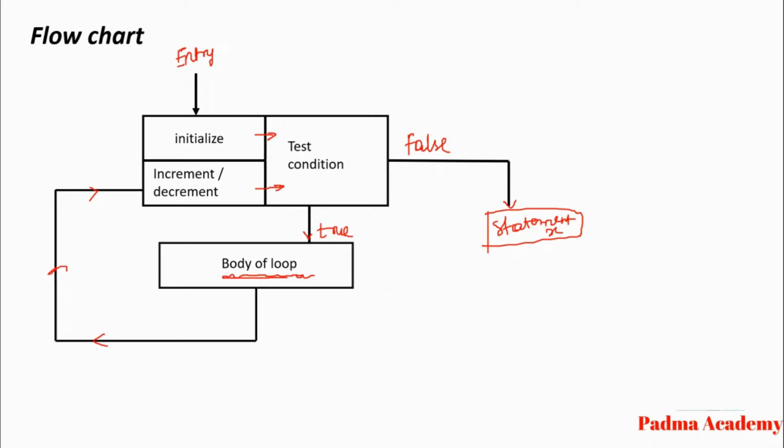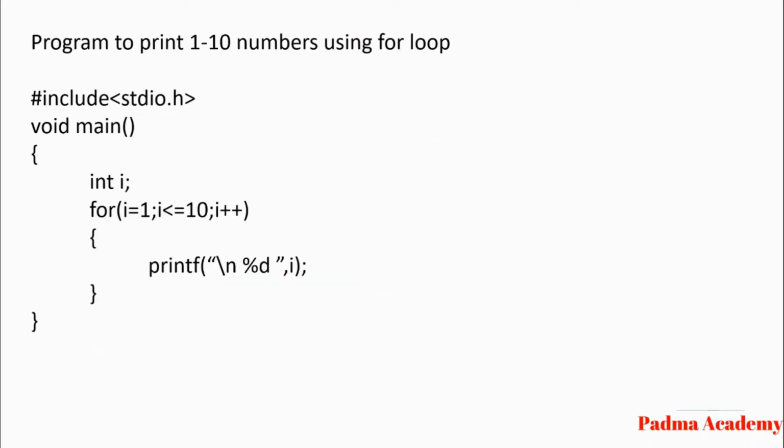So we will see one program on it. Write a program to print the numbers 1 to 10 using a for loop. So this is the code in front of you. It will first initialize i is equal to 1. Then it will check, is 1 less than or equal to 10. The condition is true. Then it will print the value of i, that is, the value of i is 1.